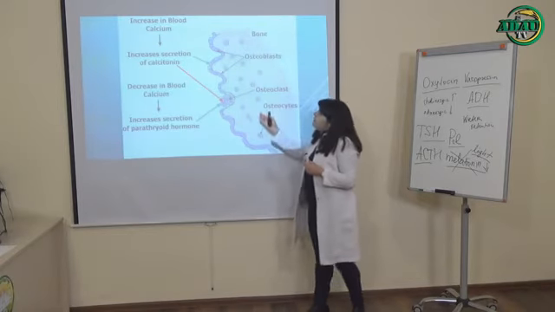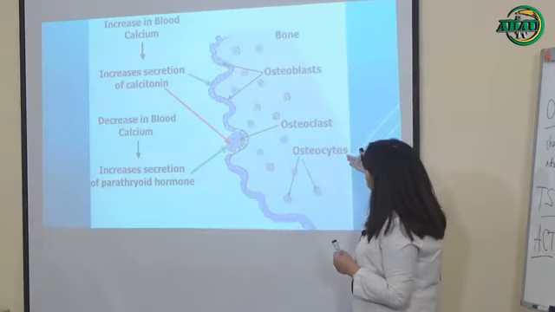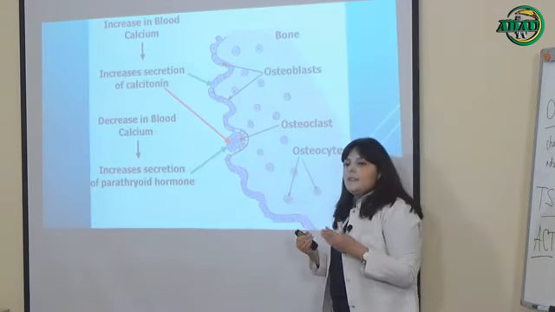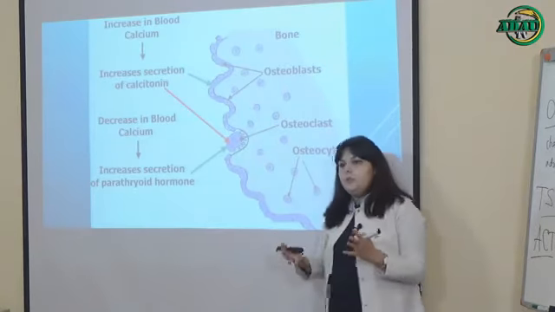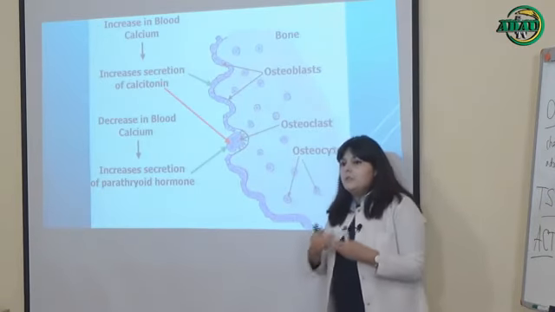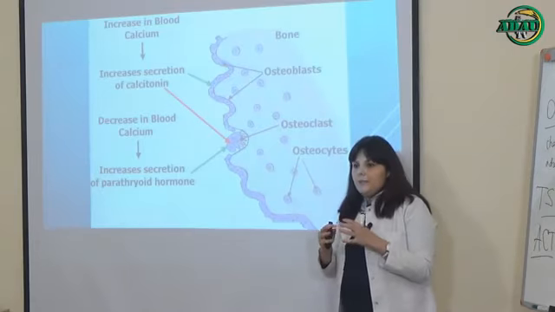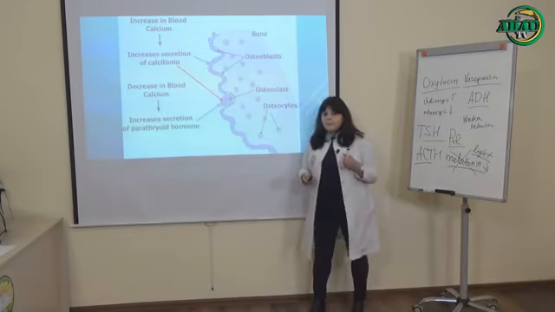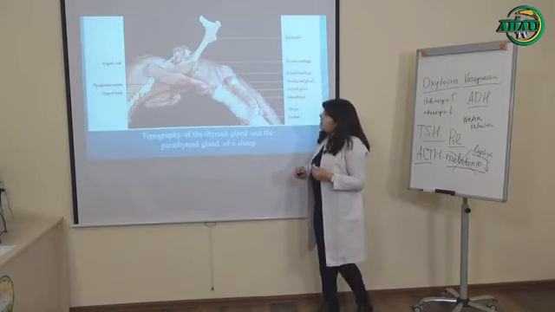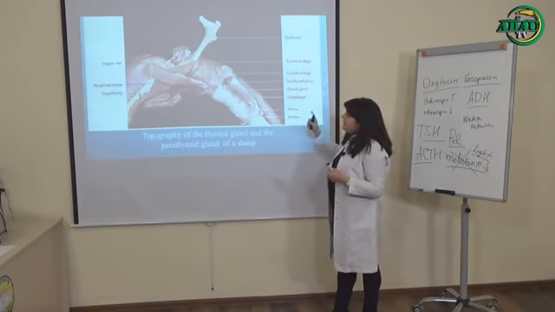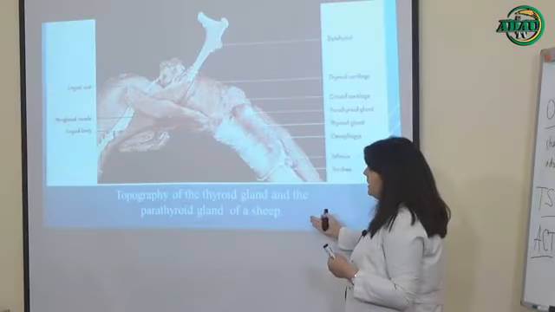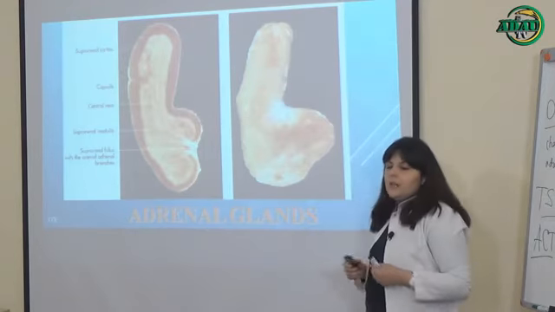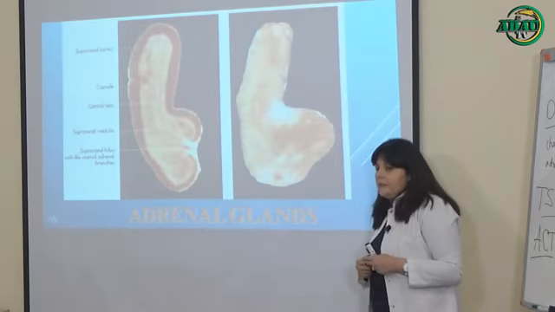Again, here you can see illustration of osteoblasts and osteoclasts. Osteoblasts are the cells of the bone which create the new bone tissue, while osteoclasts are the cells which, roughly, break the bone tissue and try to increase the level of calcium in the blood. So again, you can see this material, and here we have the thyroid gland and parathyroid gland of the sheep. The next is we have here the adrenal gland.